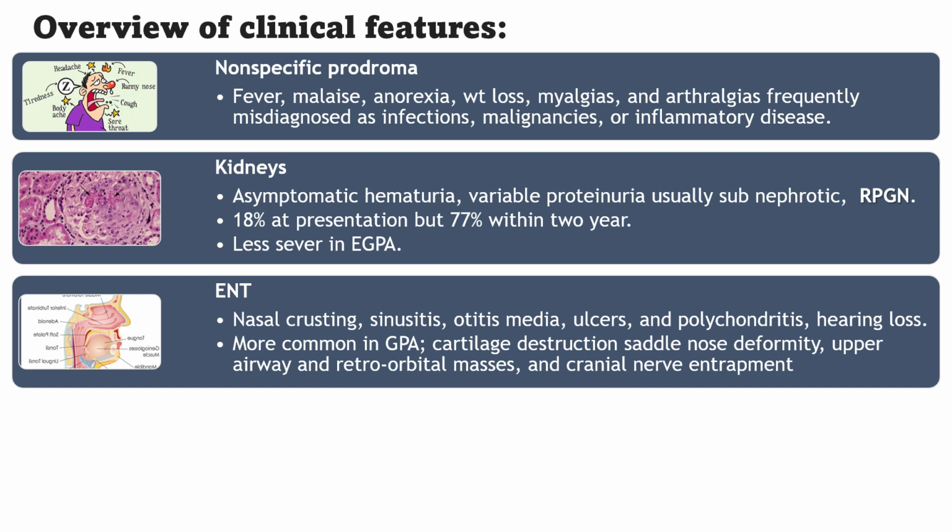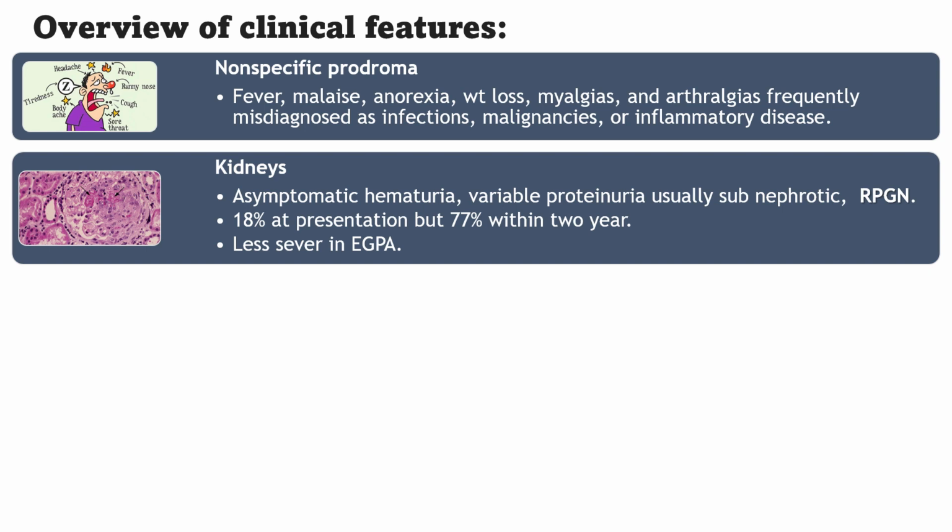The kidney is affected in ANCA-associated vasculitis, so the patient could have asymptomatic hematuria. They could have variable degrees of proteinuria, but it's usually subnephrotic proteinuria, and in most cases the patient could present with rapidly progressive glomerulonephritis. That means the patient's serum creatinine is increasing rapidly over a short duration, and the patient could present with oliguria, and he could be dialysis dependent.